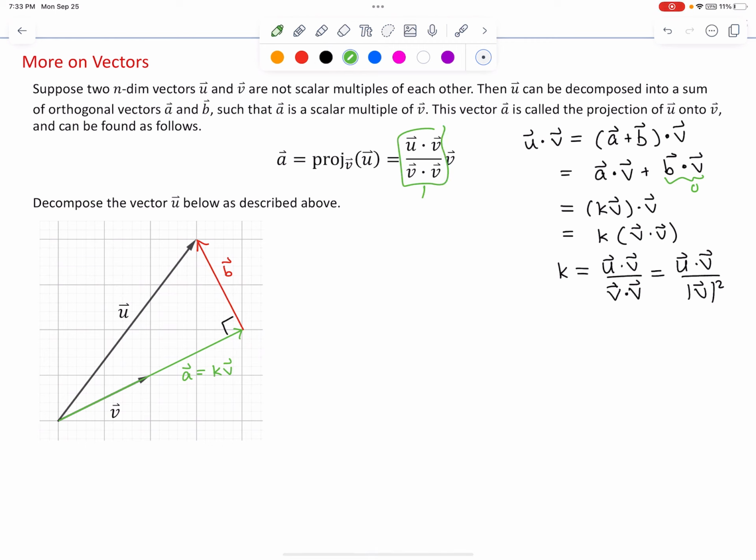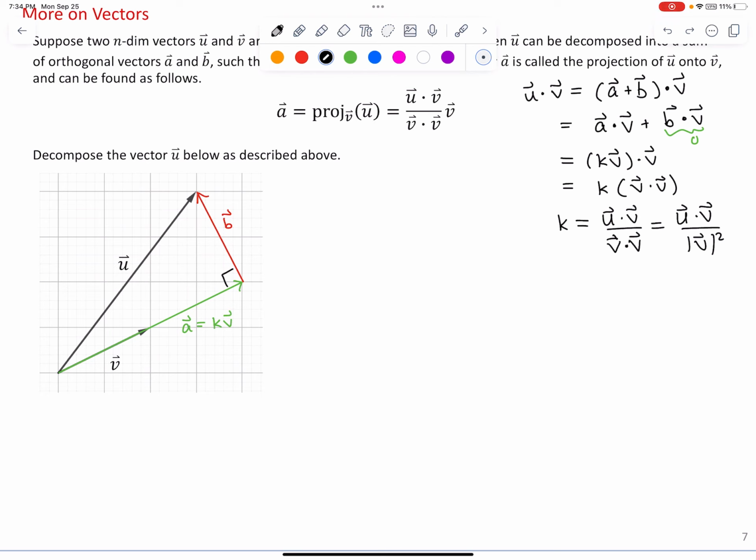So this k expression is right here, and you can see that a is equal to k times the vector v. So a is a multiple of vector v, meaning it's pointing in the same or opposite direction as vector v. And then sometimes you'll see this notation. This stands for the projection of the vector u onto the vector v, which means that we're after the vector a that you see in the image on the left.